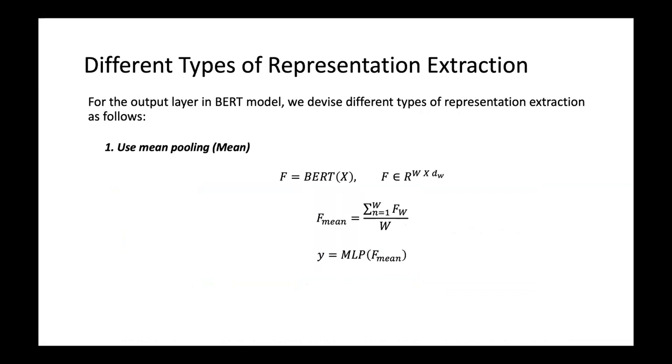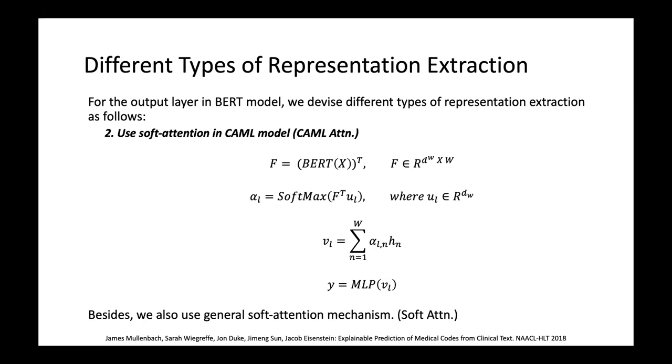The first is using mean pooling. Next one is using soft attention in the CAML model. We tried a general soft attention mechanism as well.